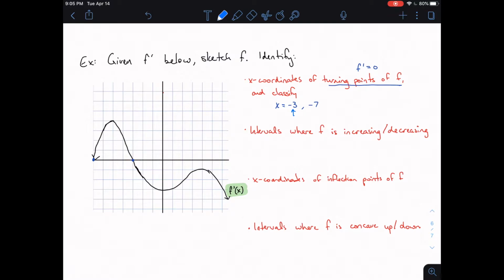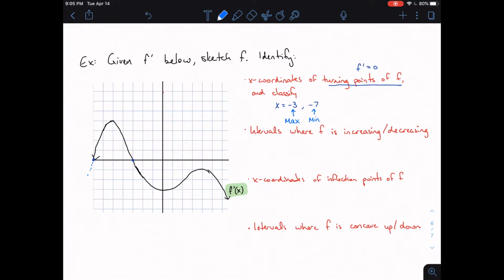Well, at -3, I'm moving from positive to negative function value, which means my function is going from increasing to decreasing, so I have a maximum. At -7, we can assume, if we were to continue this graph out this way, that we're moving from negative function value to positive function value. I have decreasing to increasing of my original function, so I have a minimum here.